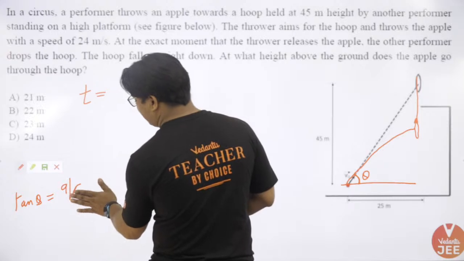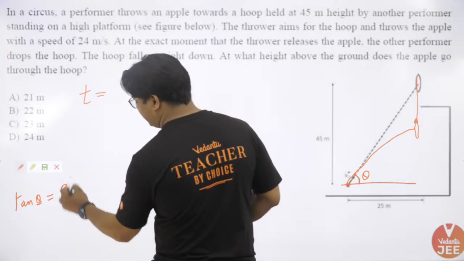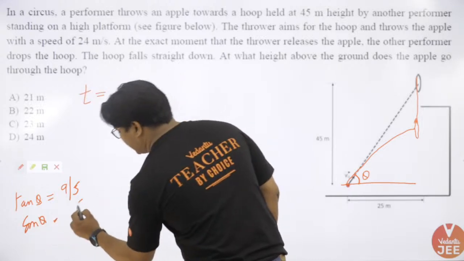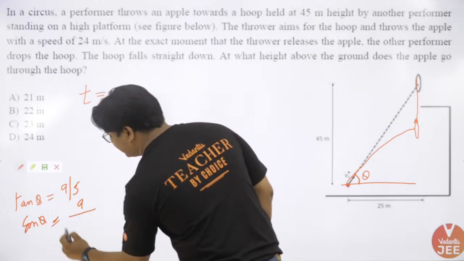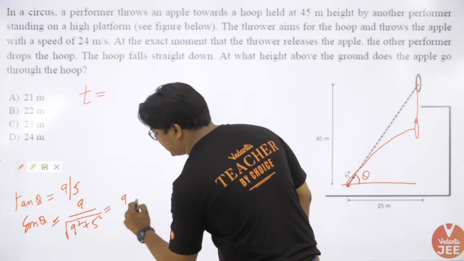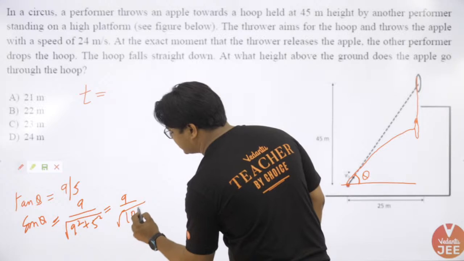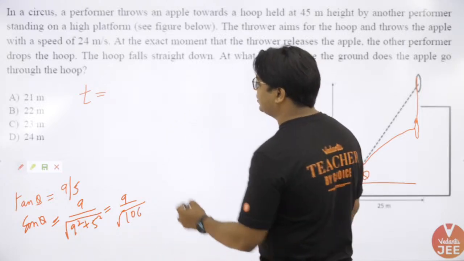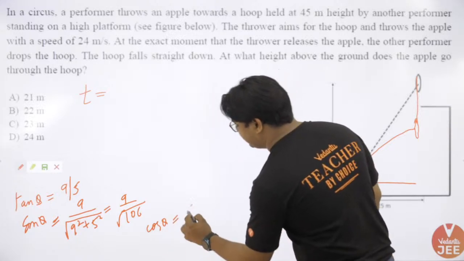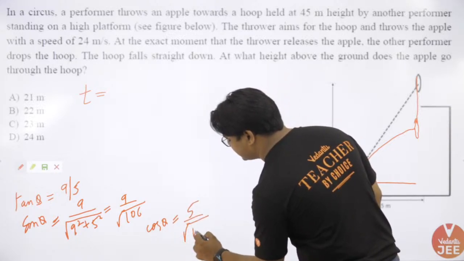Since we are aware of tan theta, we can write sine theta also. We'll need that. So sine theta will be 9 divided by root of 9 square plus 5 square, so this is 9 divided by root of 106. Similarly we can write cos theta also. Cos theta would be 5 divided by root of 106.